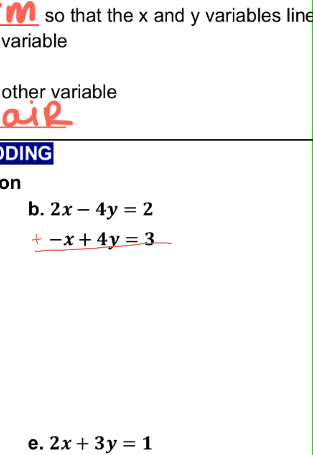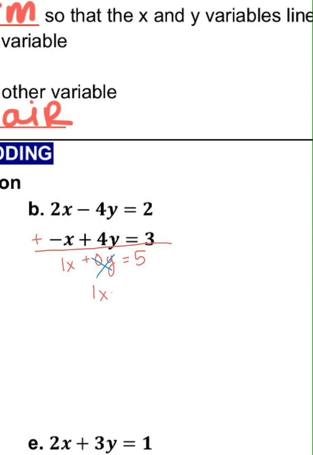And let's see here, 2x minus x, that is 1x. And then I see negative 4 plus a 4, that actually cancels out and makes a 0y, equals 3 plus 2, which is 5. We know from the first example that the 0y is going to cancel out because anything times 0 is indeed 0, and it doesn't need to be there.